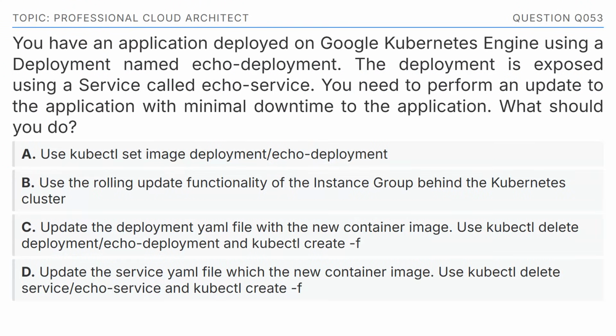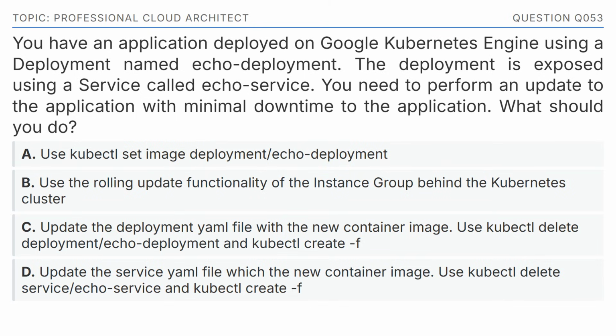You have an application deployed on Google Kubernetes Engine using a deployment named Echo Deployment. The deployment is exposed using a service called Echo Service. You need to perform an update to the application with minimal downtime to the application. What should you do? The options are: Option A, use kubectl set image deployment/echo-deployment new-image.